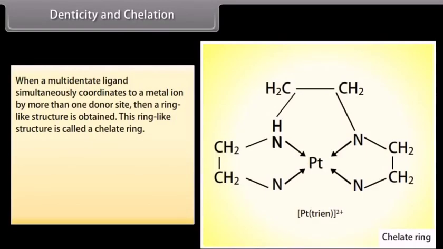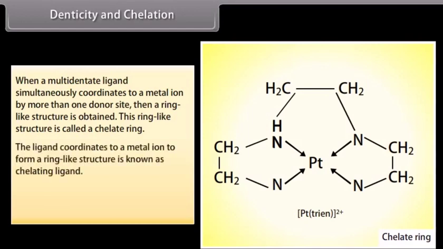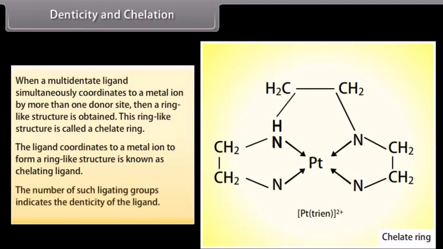Denticity and Chelation. When a multidentate ligand simultaneously coordinates to a metal ion by more than one donor site, then a ring-like structure is obtained. This ring-like structure is called a chelate ring. [Pt(en)2]2+ is an example of chelation. The ligand that coordinates to a metal ion to form a ring-like structure is known as chelating ligand. The number of such ligating groups indicates the denticity of the ligand.